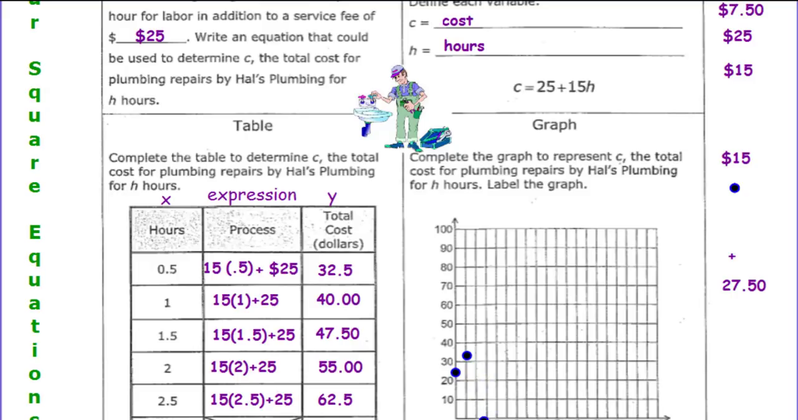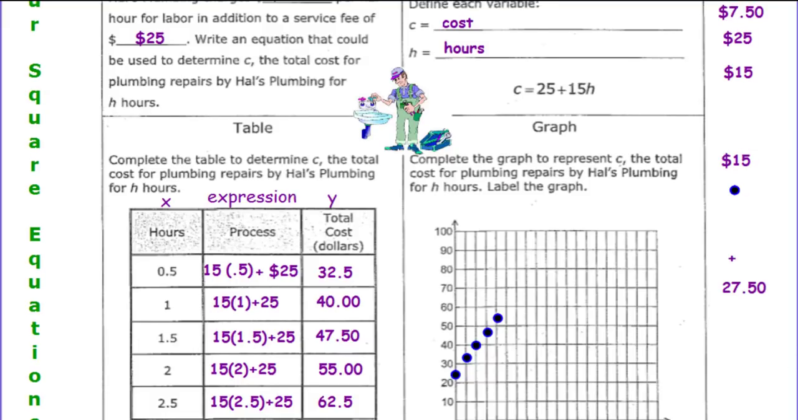Oh, sorry, we missed the 1. When he works 1 hour, it costs us $40. And then if he works 1.5, that would be $47.50. So somewhere around here. And if he works for 2 hours, then it's going to cost us $55. That's 2. So go over 2, and then go up to 55. So that's pretty much what our graph looks like.